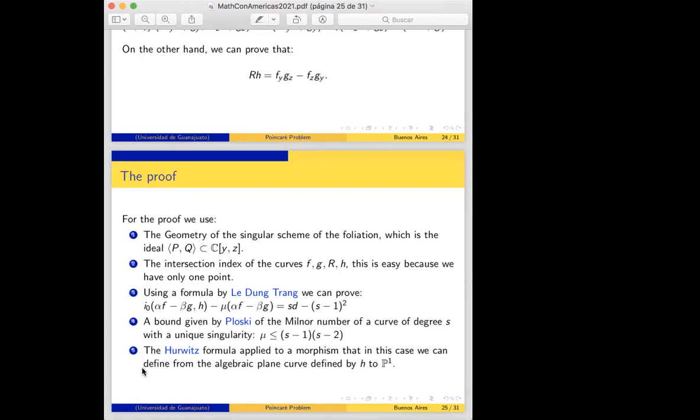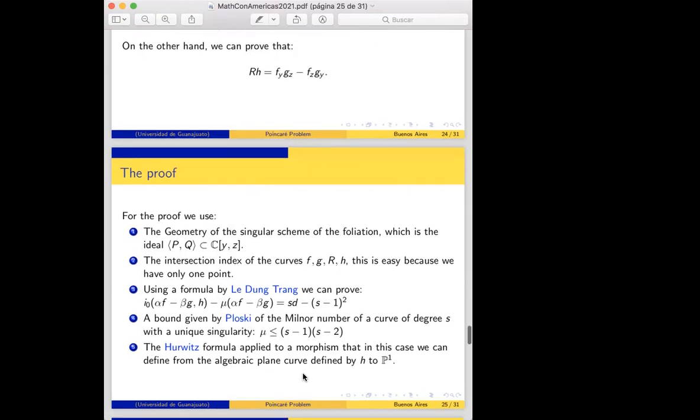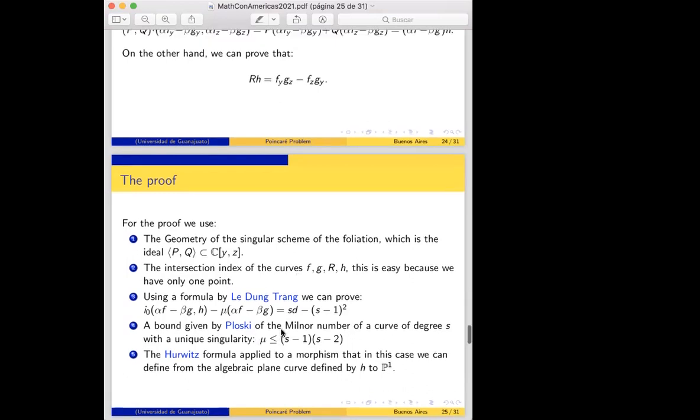And finally, this is a very important thing in the proof, we use the Hurwitz formula applied to a morphism that in this case we can define from the algebraic plane curve defined by H to the projective line. In this case, with one singular point, we can define this morphism. But I think that we can generalize this result to try to say something in other kind of foliations. With this, we obtain the bound. Remember, s is less or equal than d plus 1.